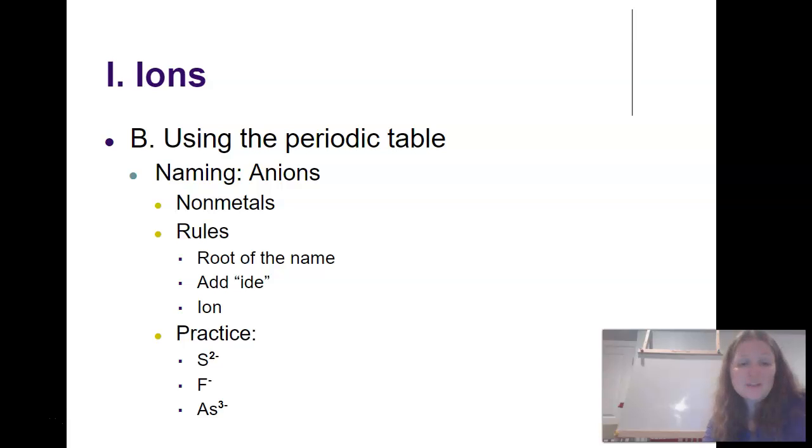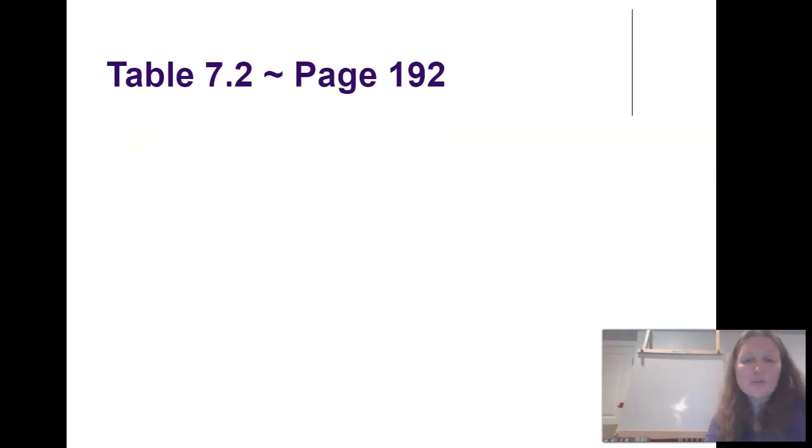A couple practice ones for us. We see some negative charges on here, so we just want to practice with the root of the names. S2 minus, that's our sulfur atom, so sulfur would become sulfide ion. Our F minus, F is fluorine, so we become the fluoride ion, and As3 minus, that's arsenic, becomes the arsenide ion. Okay, so that's just a little bit of practice for us.